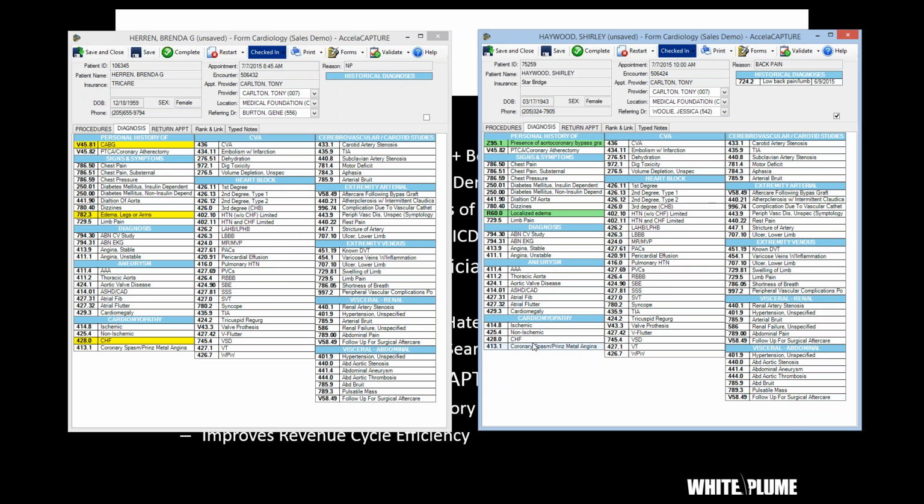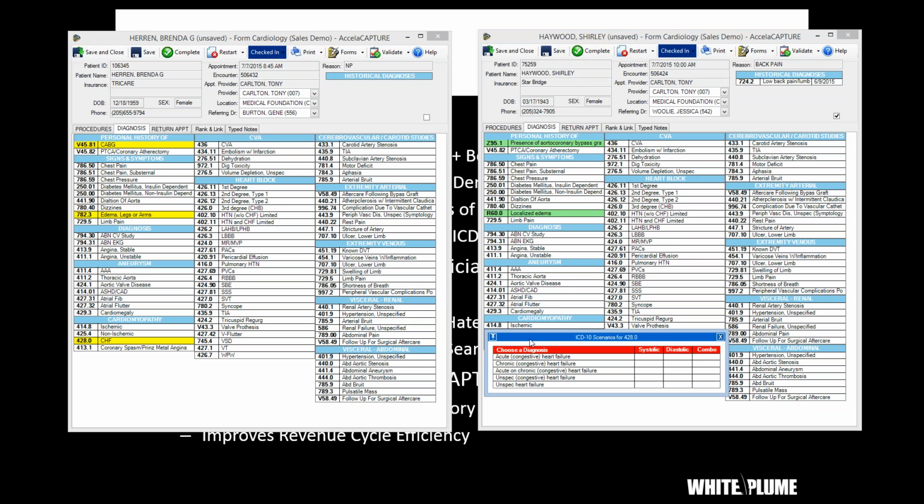What about something that's more difficult like CHF? 15 choices here. When I click on the pop-up, you can see we don't list all of those out. You don't have to read through 15 different descriptions trying to understand how they differ from each other. We've organized this to where you have the type of heart failure, systolic, diastolic, combined across the horizontal axis, and you've got the onset, whether it's acute or chronic, or acute on chronic, on the vertical axis.